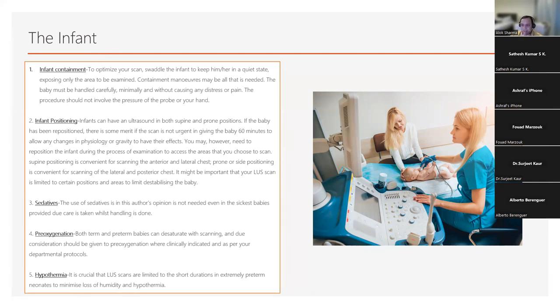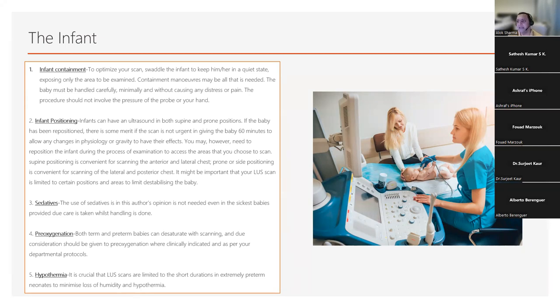The next thing that we need to talk about is how we prepare the infant for a lung ultrasound. And I can't emphasize enough, a lot of you have got prior scanning skills. You do echocardiography, you do cranial ultrasounds. To optimize and get really good quality images, when I do a lung ultrasound, I will always do it with somebody. I will not do it on my own.